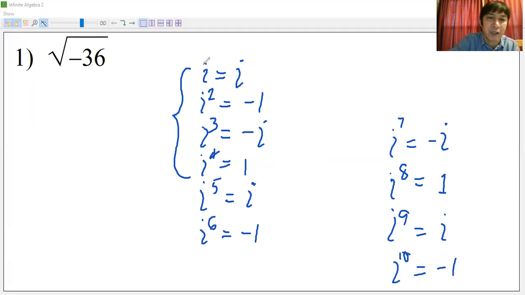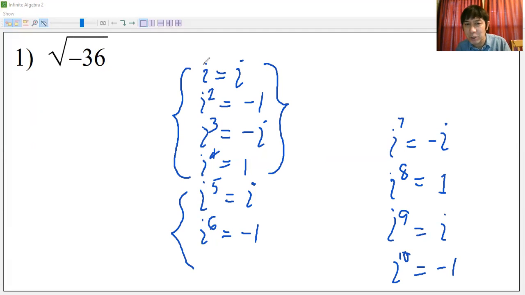So it's cyclic. Every four i's. So i squared, i to the 3, i to the 4 will be equivalent to this. And then the next ones, i to the 5, i to the 6, i to the 7, i to the 8, it's the same.